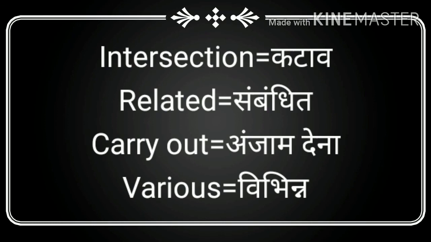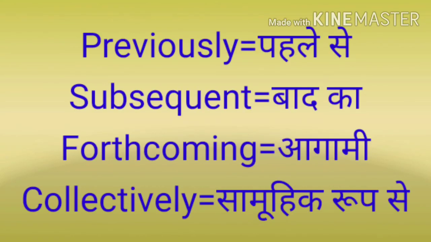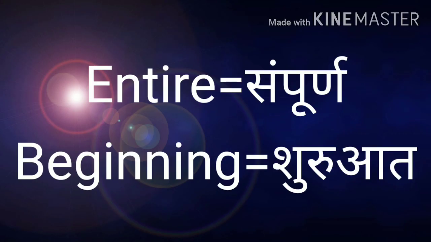Intersection. Intersection means कटाव. Related. Related means संबंधित. Carry out. Carry out means अंजाम देना. Various. Various means विभिन्न. Previously. Previously means पहले से. Subsequent. Subsequent means बाद का. Forthcoming. Forthcoming means आगामी. Collectively. Collectively means सामूहिक रूप से. Entire. Entire means संपूर्ण. Beginning. Beginning means शुरुआत.